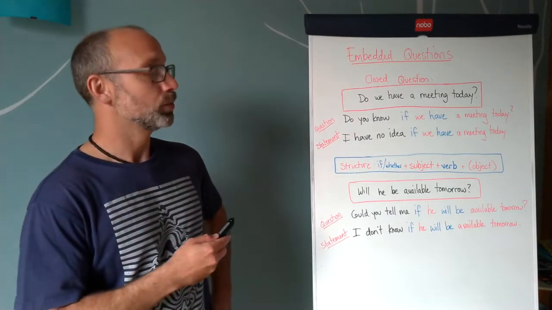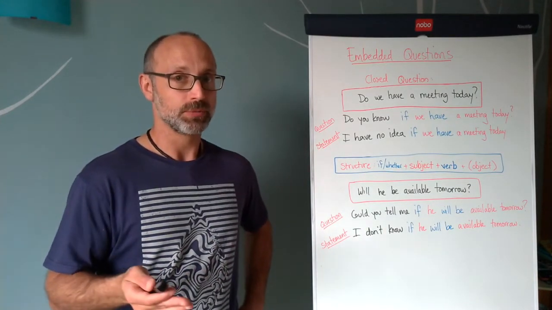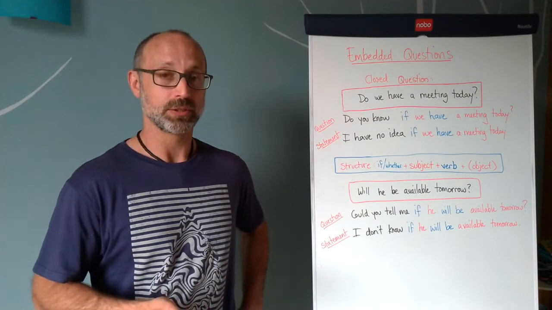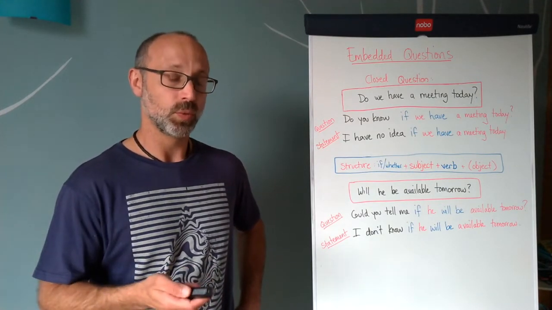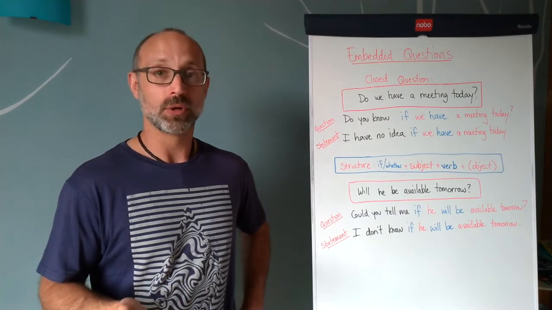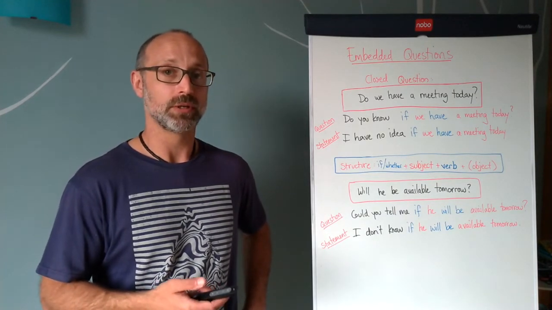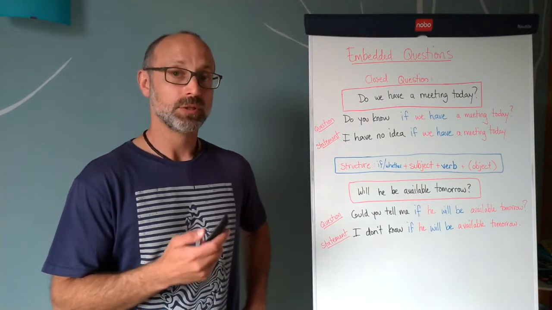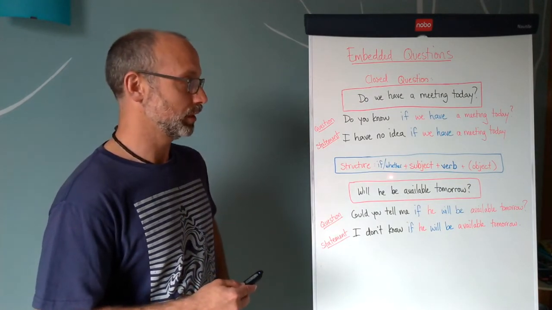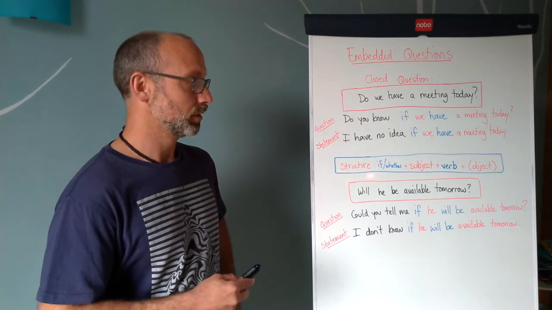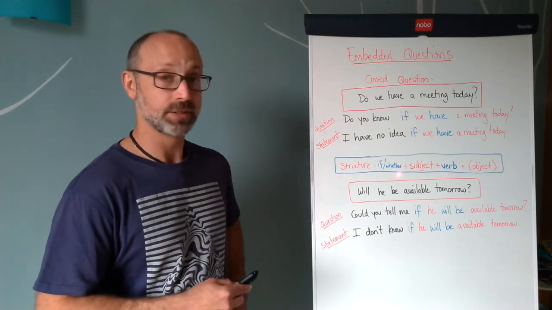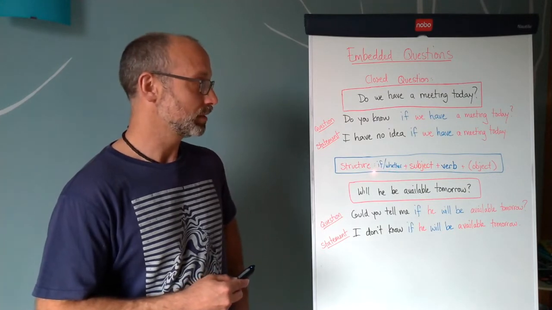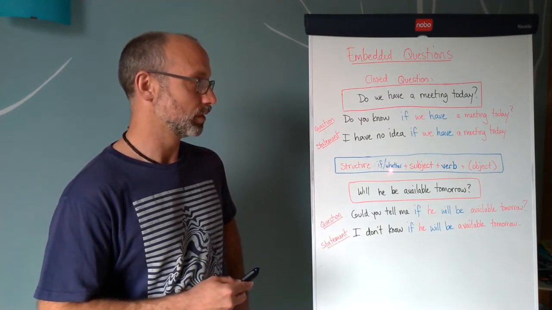So really there's very little difference between closed and open questions with embedded questions, because there's just one simple change. As you know already, in a closed question we begin with an auxiliary verb. In an open question we begin with a question word. So if we take a look at the structure here, that question word gets eliminated when we're talking about closed questions. In its place, we have if or whether.